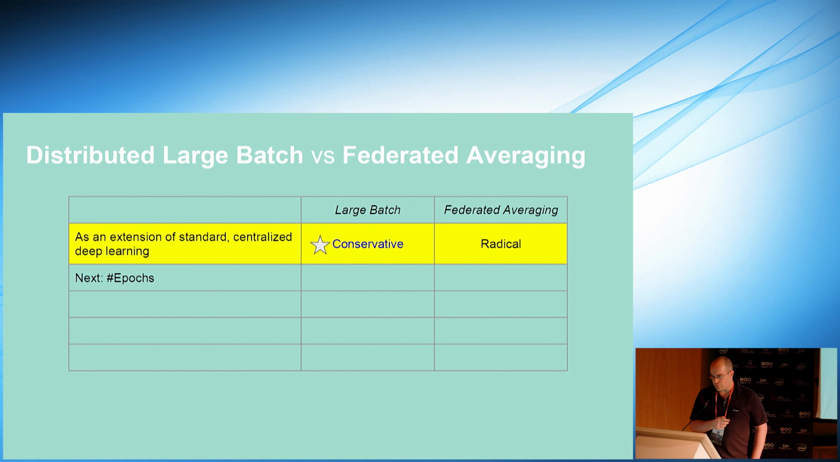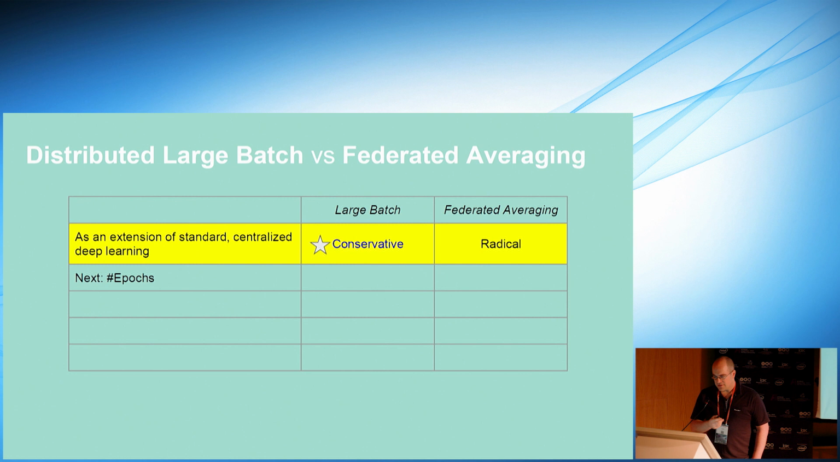I stress again that large batch has no inner training cycles. It just keeps sending the gradients back to the server and gets the updated model, whereas federated learning trains independently for a few cycles or more than a few cycles, and you can control this parameter at each edge device before synchronizing.